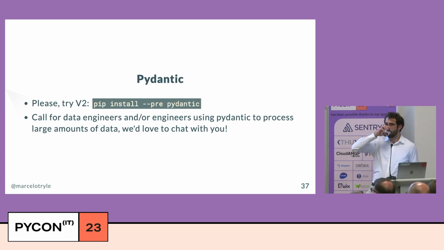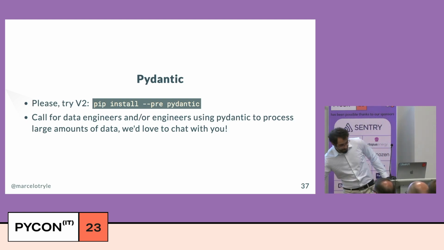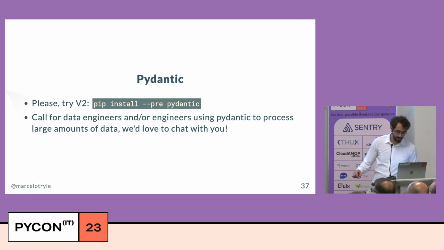Hold on. So I don't know if you know, but as I said, Pydantic is one of the dependencies of FastAPI. FastAPI has two dependencies, Starlette and Pydantic. Right now, I'm the maintainer of both. And for Pydantic, we are about to reach V2.